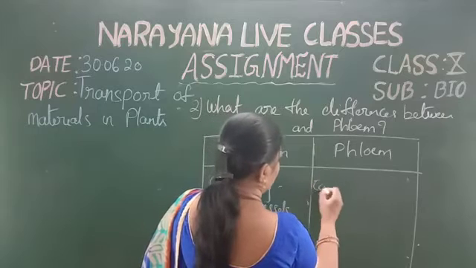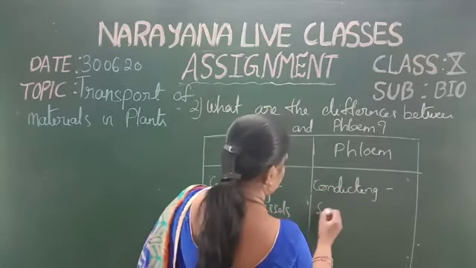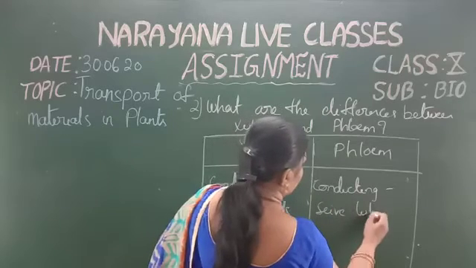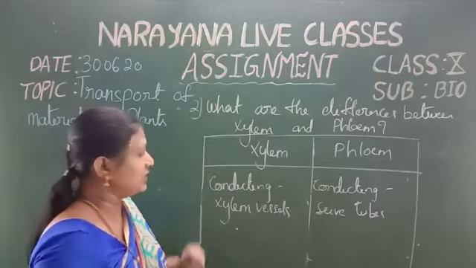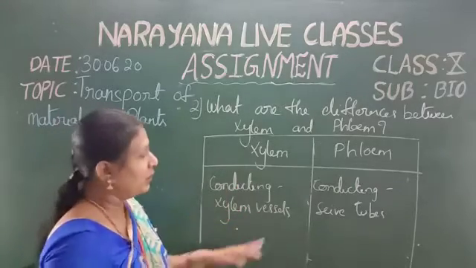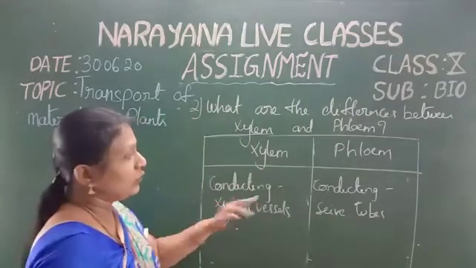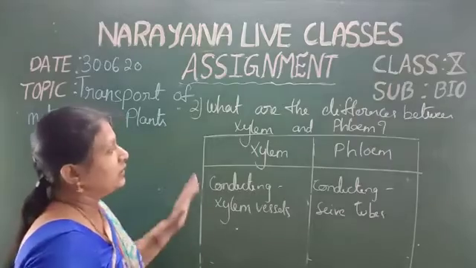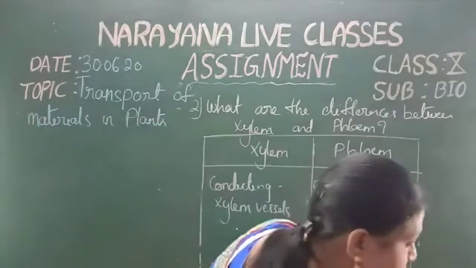In phloem, conducting vessels are sieve tubes. So through xylem vessels, water and minerals are transported, and through sieve tubes, the food is transported to different parts of the plant. These are the differences between xylem and phloem. Next question.